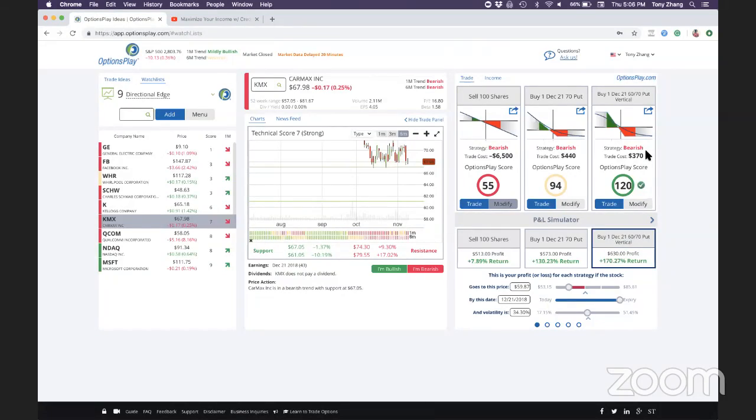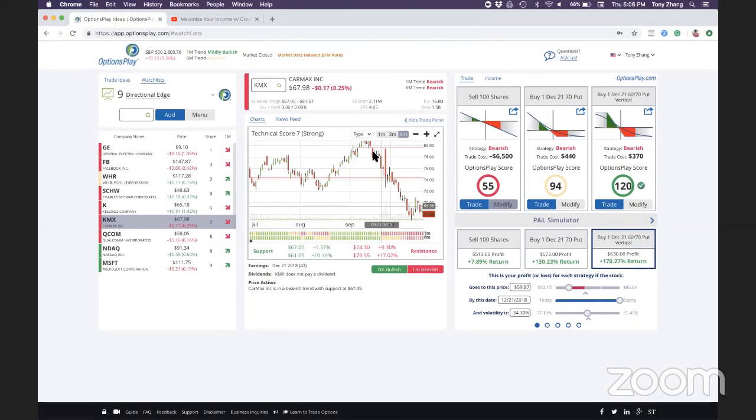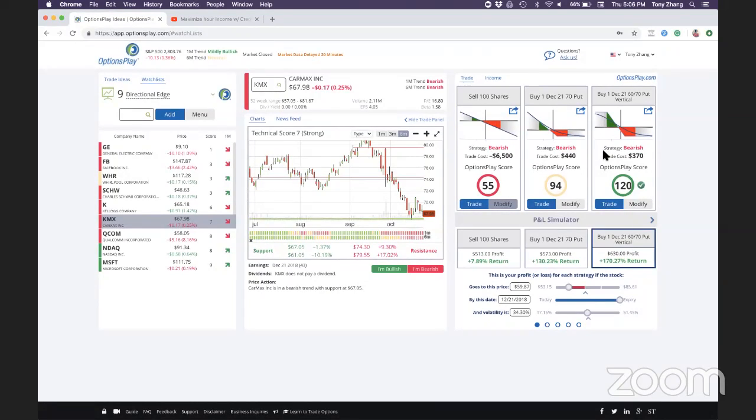In the Q&A section: can you be profitable on a bearish trend considering the interest rates are rising? I don't know how to answer that question. Could you have made money when CarMax went from $80 down to $70 if you had bought a put? I certainly think so. And I don't know what a rising interest rate environment necessarily has to do with whether a stock can go up or down.